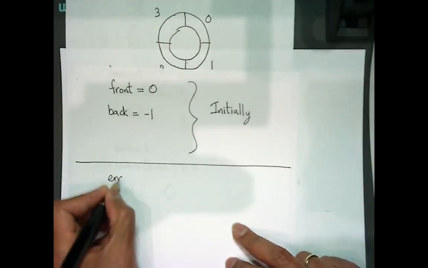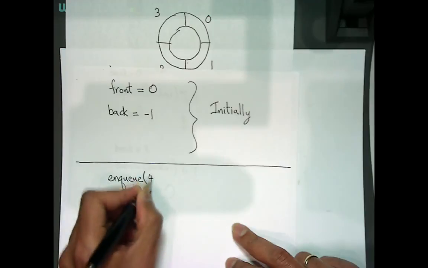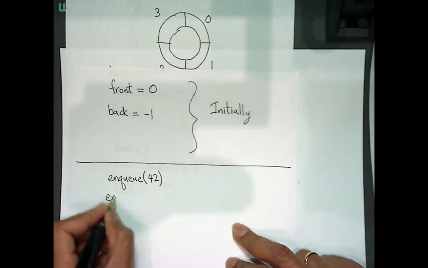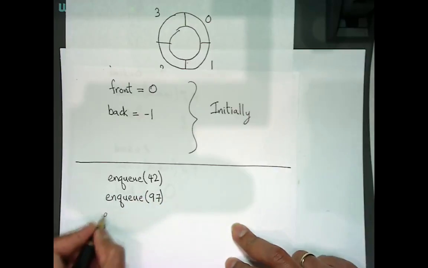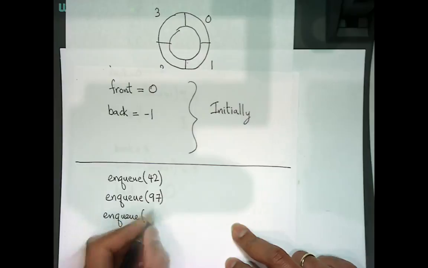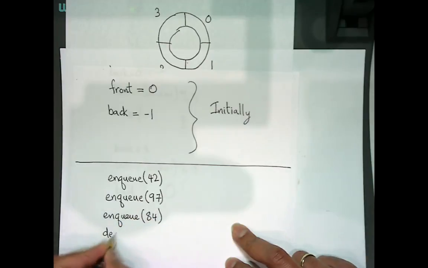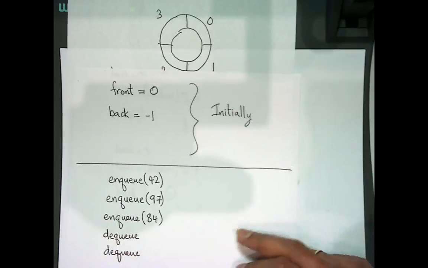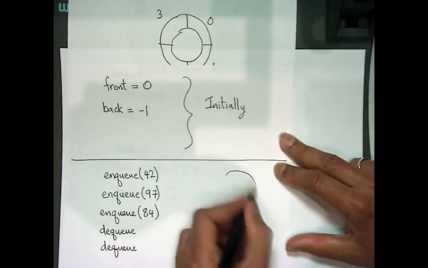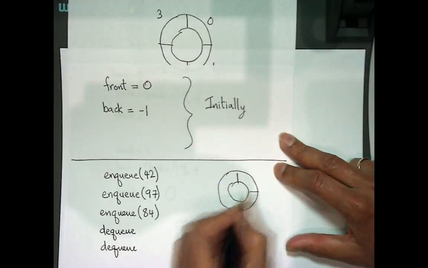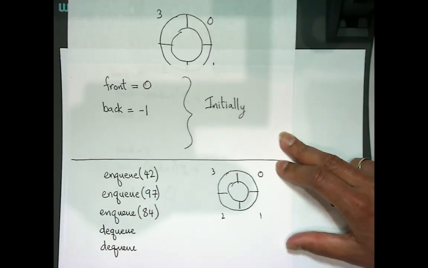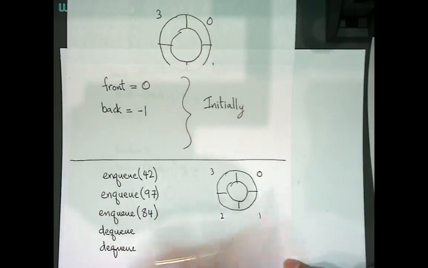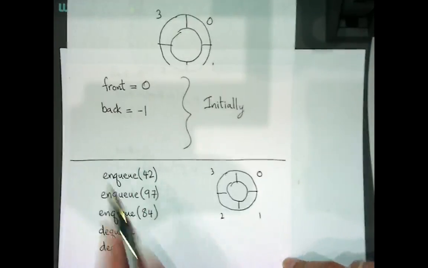And so let's NQ 42. Let's NQ 97. NQ 84. And let's do DQ and DQ. And let's look at the array sort of as this circular. Again, so the index here is 0, 1, 2, and 3. Right, so initially front is 0 and back is -1.